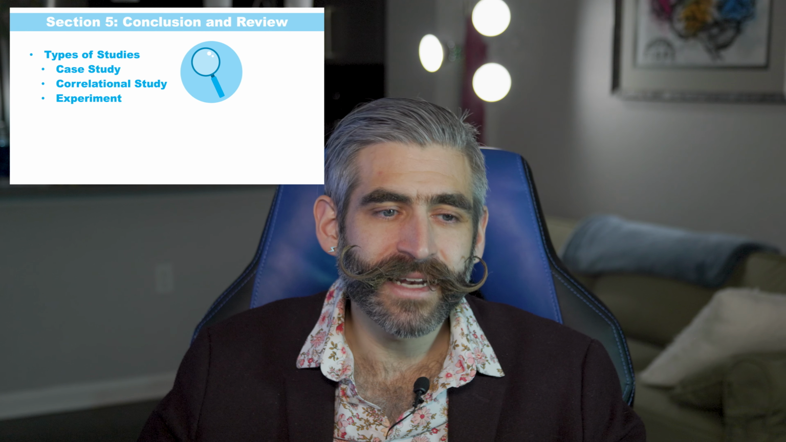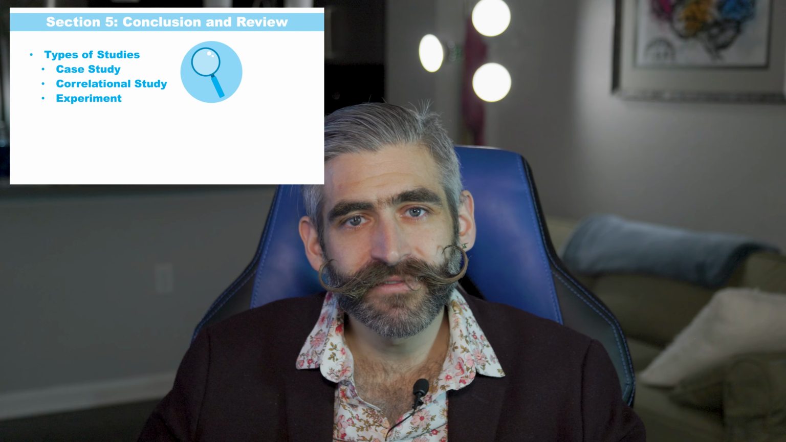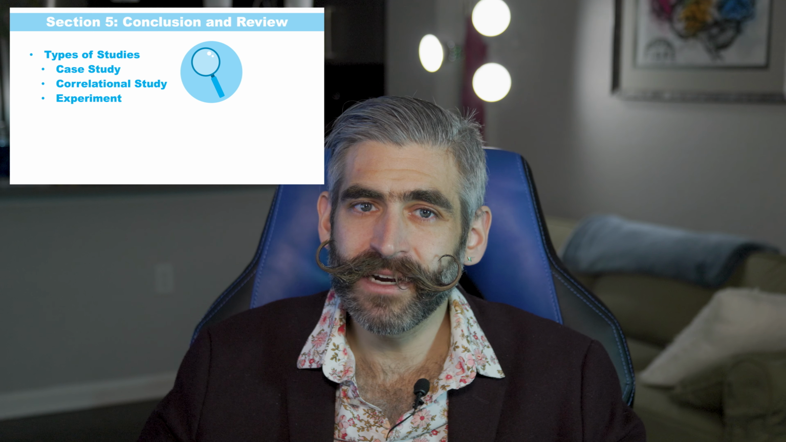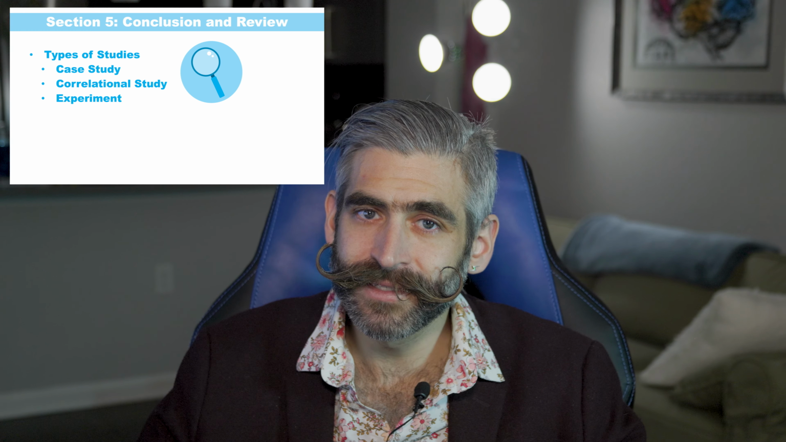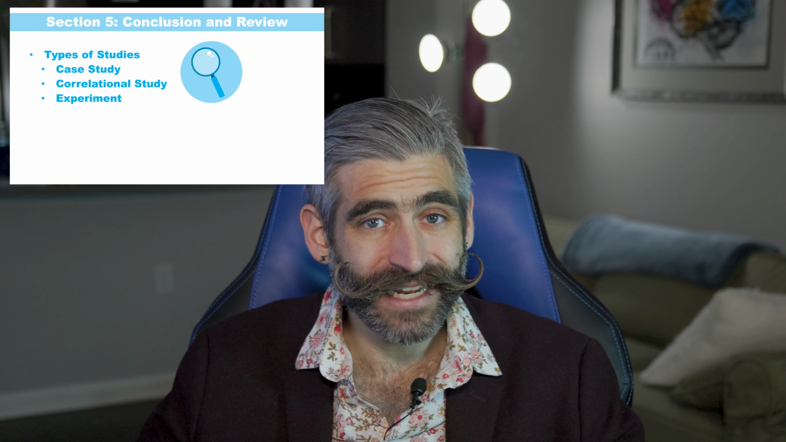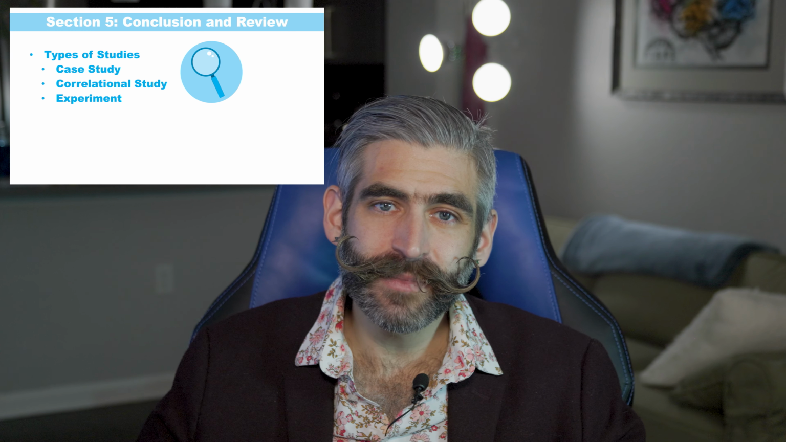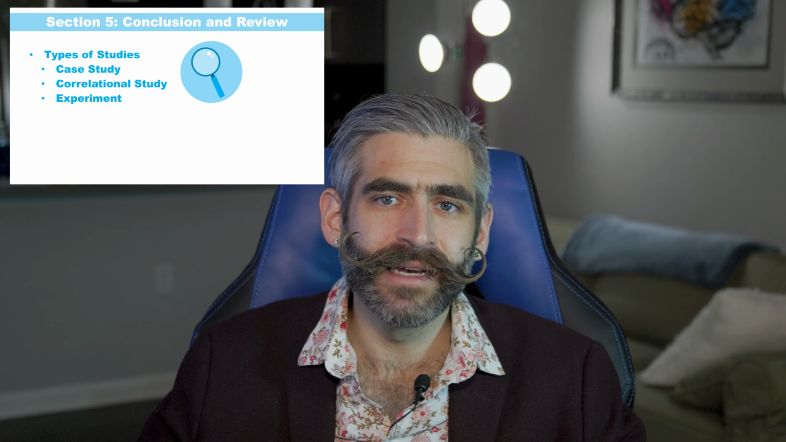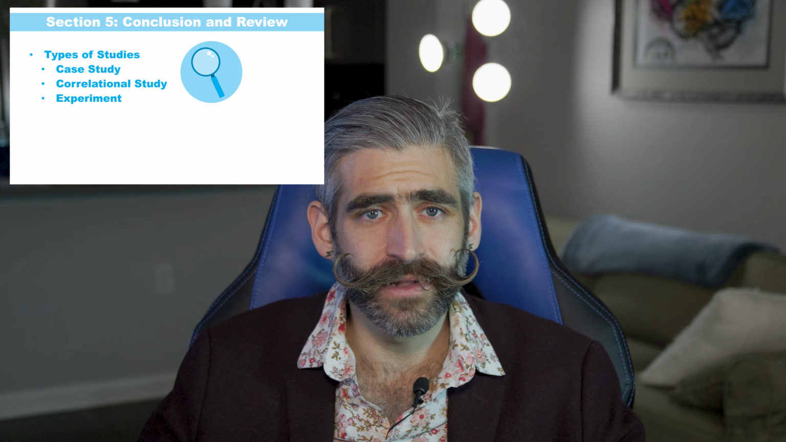So let's recap some highlights. We talked about several different types of studies, including case studies, which provide detailed insights but lack generalizability. We talked about correlational studies, which identify relationships between variables but can't establish causation. Remember, correlation does not equal causation. And we talked about controlled experiments and how they're the gold standard for identifying cause and effect by manipulating variables and controlling bias.